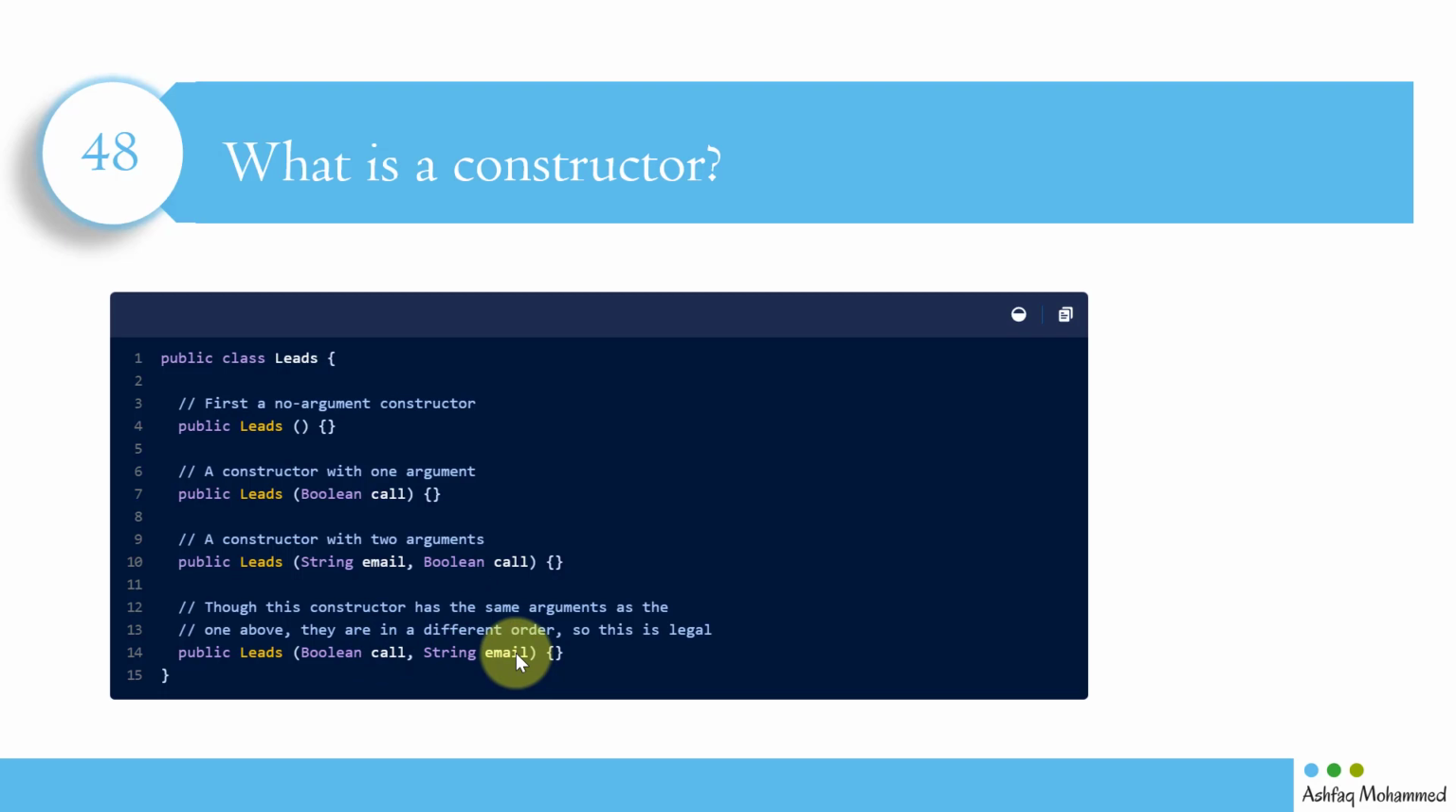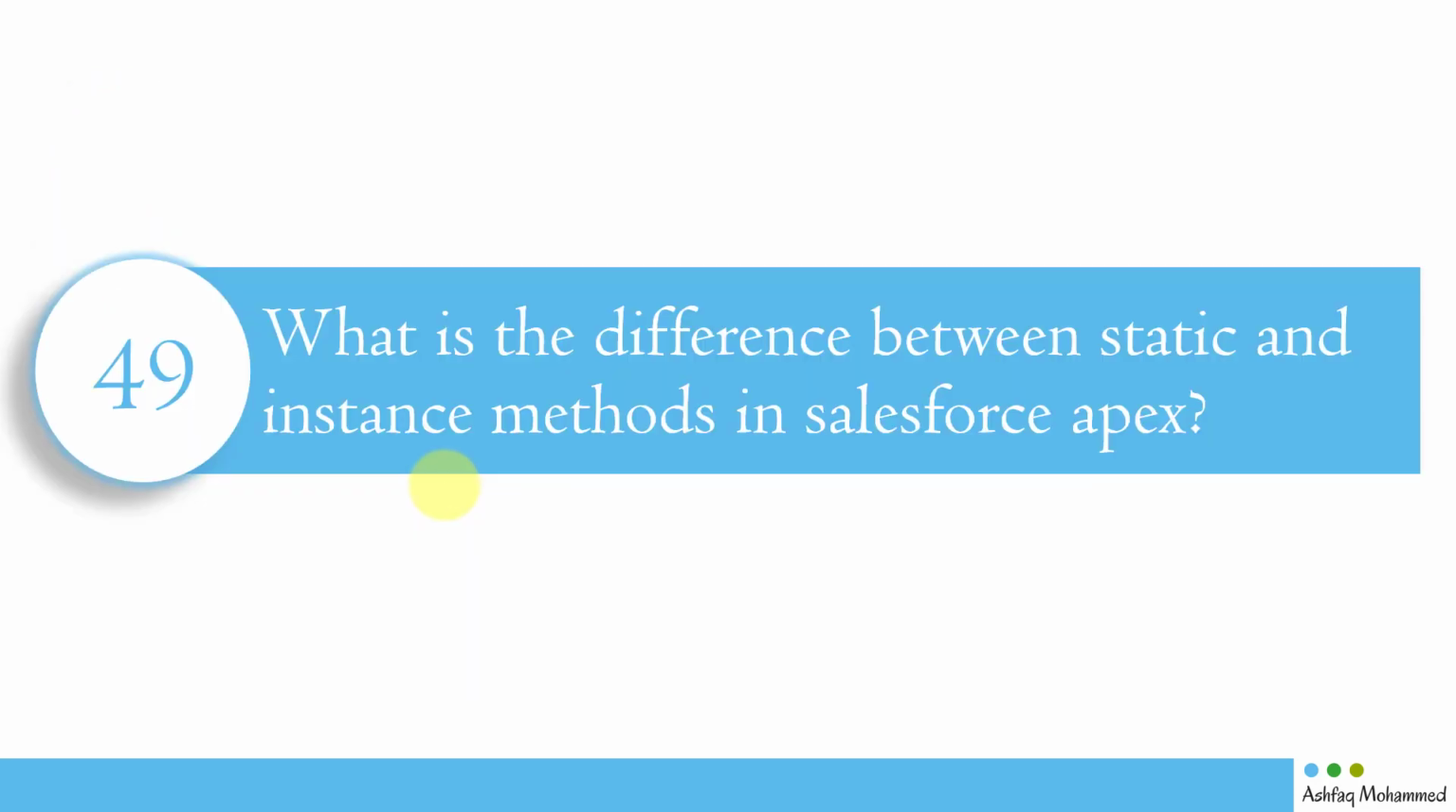Normally we create a constructor just to initialize some values. As soon as anything runs in the class, I want these values to be initialized with some values. So that is the reason we normally use a constructor. Just go ahead and try it. Use system.debug and try to see how the values are getting initialized if you use a constructor and all those things. Explore it. Next question is, what is the difference between static and instance methods in Salesforce?